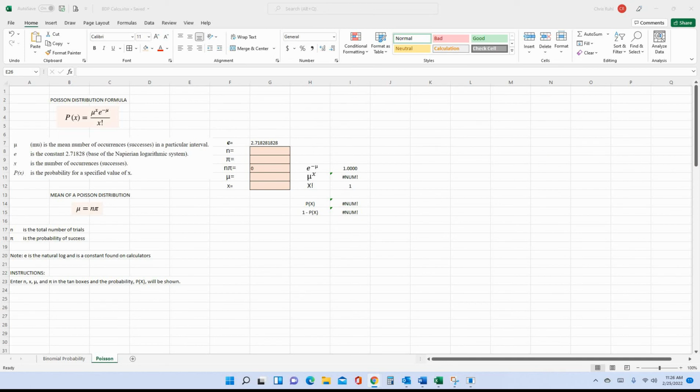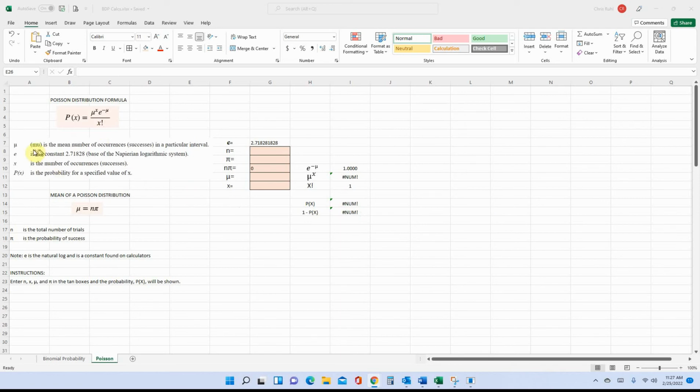The number of times that some event occurs during a defined interval, the probability of an event proportional to the size of the interval, and the intervals do not overlap and are independent. So we have the formula right here. We have mu to the x times e to the minus mu over x factorial.